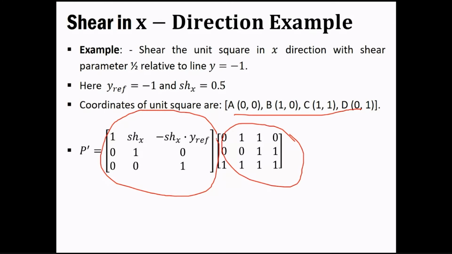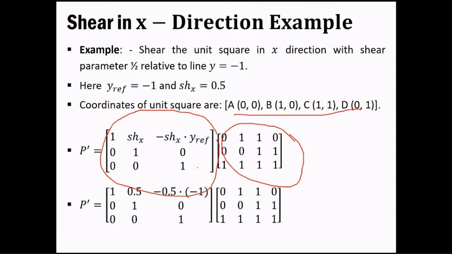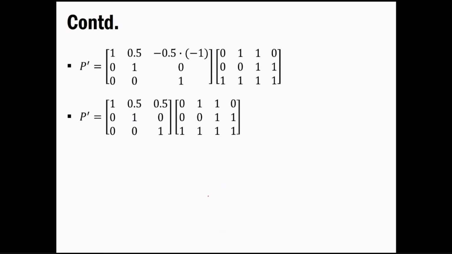And so, shearing in the x direction relative to the line y equal to -1. What we'll do is put our values in here: x equal to 0.5, but obviously over here again 0.5, and the y reference value is -1. If it is not given, then you can simply go in that direction, but if it is relative to a y line, then you have to take that value also. Try to put it in and simplify it.